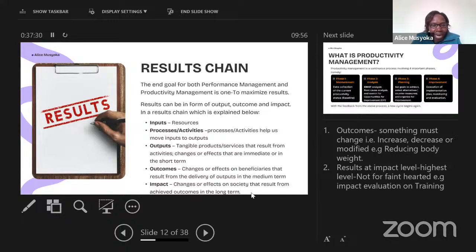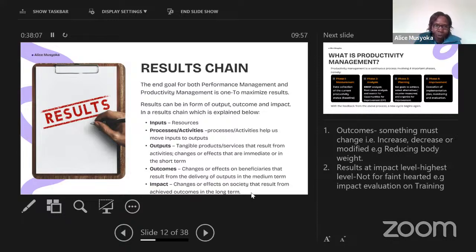You can measure how many bottles you have produced, that is the output. You can measure the outcome. Are your customers happy with your product? You can measure the impact. Impact is the long-term result, the changes or effects on society that result from achieved outcomes in the long run. So the cooking oil that you are producing, what is the long-term effect on the society?